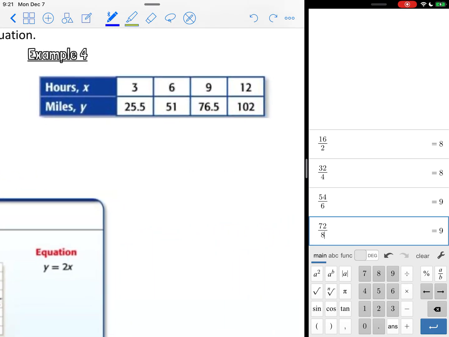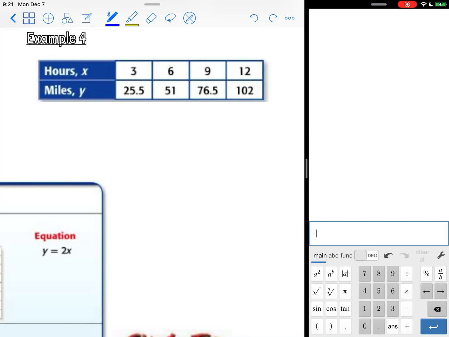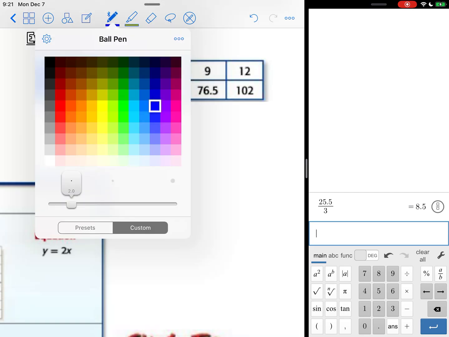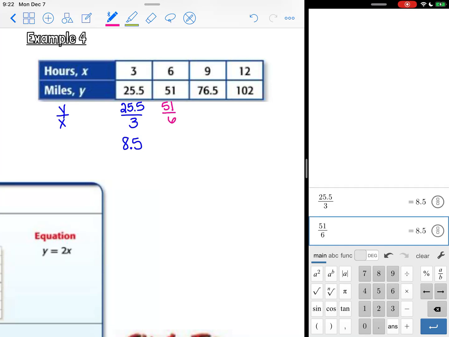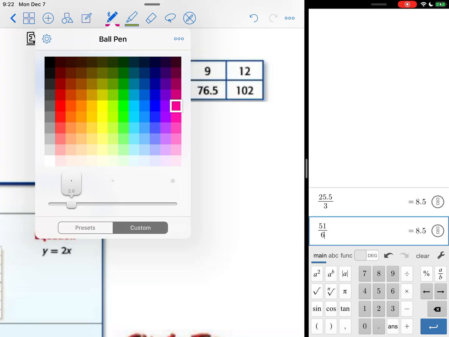All right, so let's look at this next table. So we're going to do that same thing. We're going to look at each point and we're going to take the y value and divide it by the x value. So first I have 25.5 divided by 3. 25.5 divided by 3 is 8.5. So this first ratio here is 8.5. Next, I'm going to do 51 divided by 6. So 51 divided by 6 is 8.5. So that one matches with the first one, but we have to keep going.